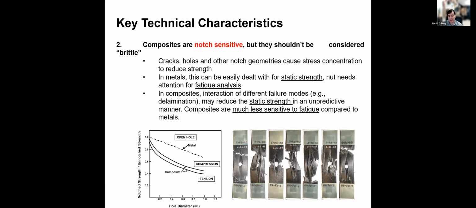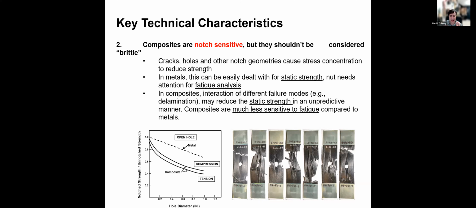Two is that we call composites notch sensitive. What do I mean by notch sensitive? If you have a coupon, let's say it's a tensile coupon, and you cut a hole in it or you put a sharp notch in it, the response of the material under failure changes significantly.